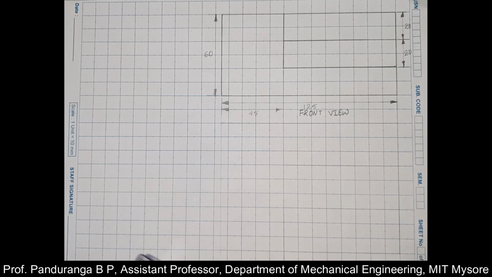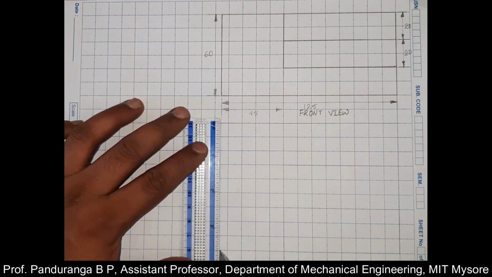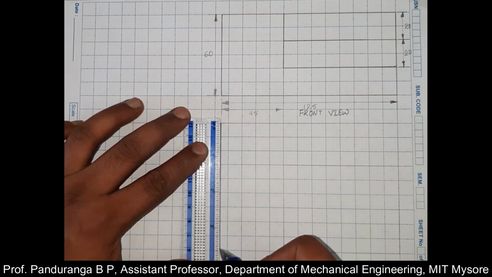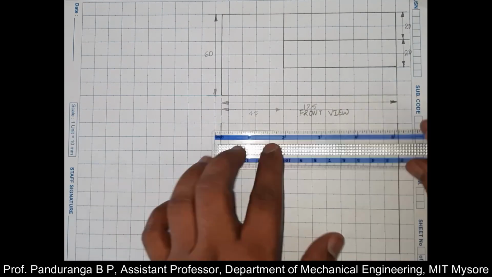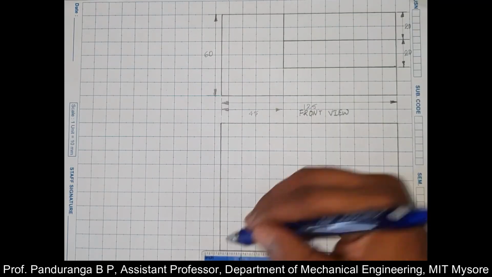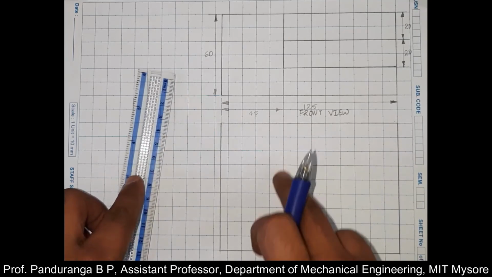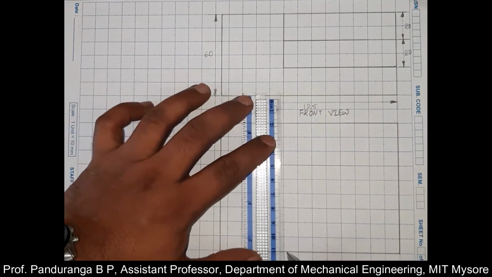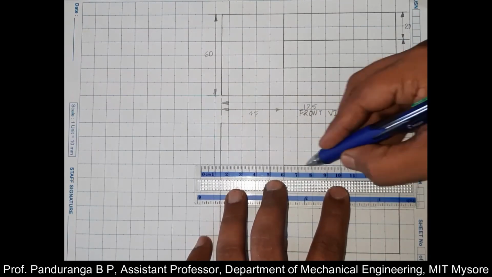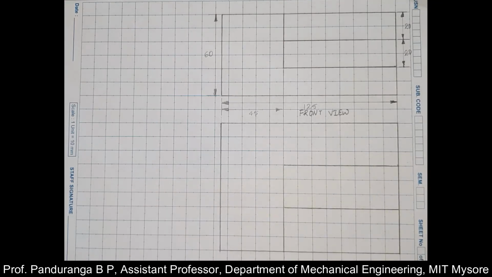Now I need to thicken all the visible edges. So I know that the outermost rectangle will be visible. So first I'll thicken it. Now I know that there is a visible edge here, here as well as from here till here. So I'll thicken all those visible edges. Now we have drawn all the visible edges.